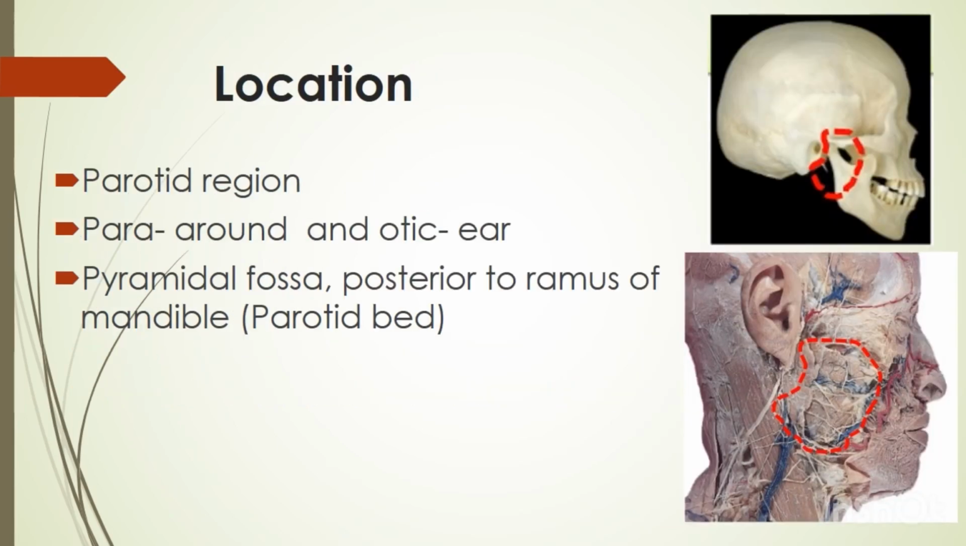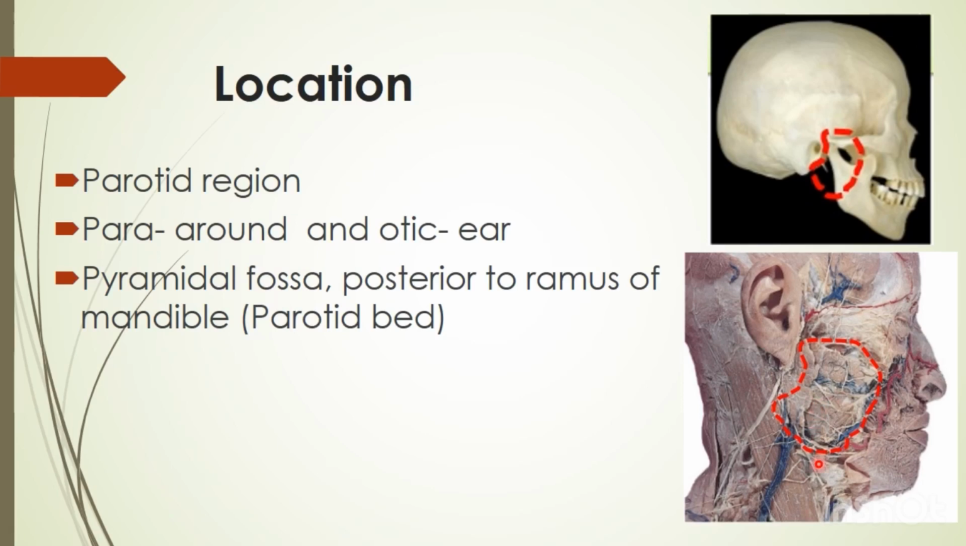Now let's look at the location. Where is it exactly located? The location of the parotid gland is in the parotid region. From the word parotid, para means around, and otic means ear. So it's basically located around the ears. To be more specific, it is located in the pyramidal fossa, posterior to the ramus of mandible. As you can see in the figure, this is the location of the parotid gland.